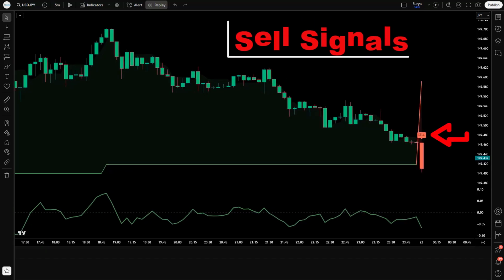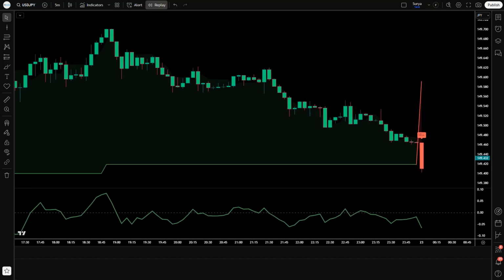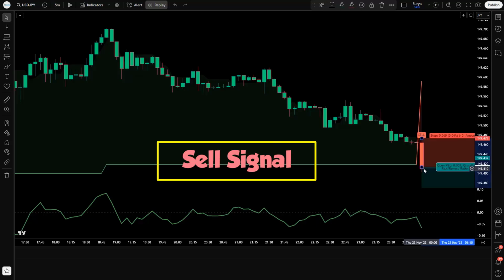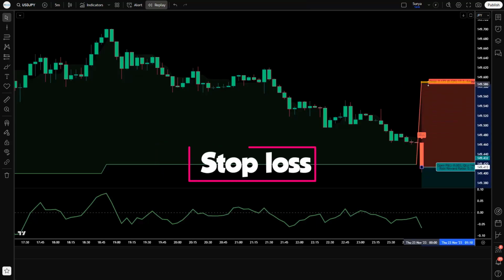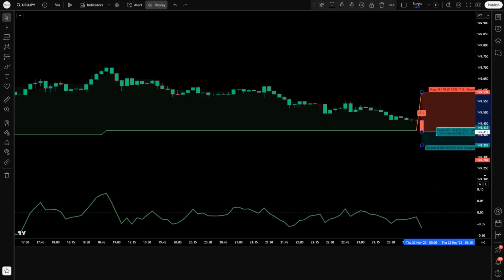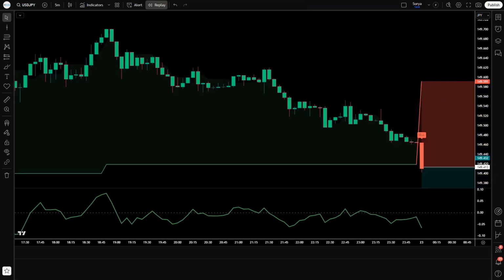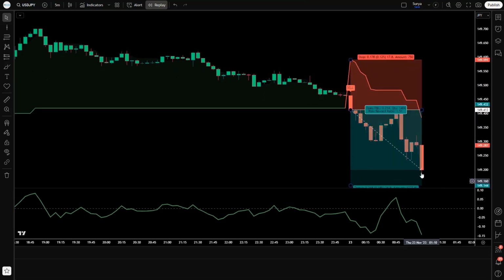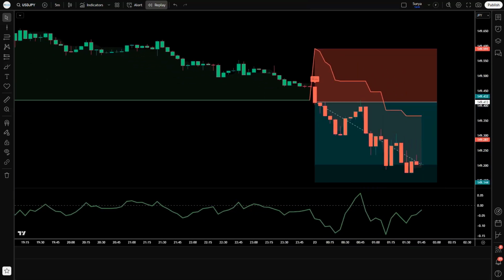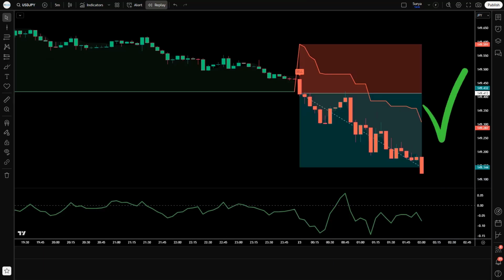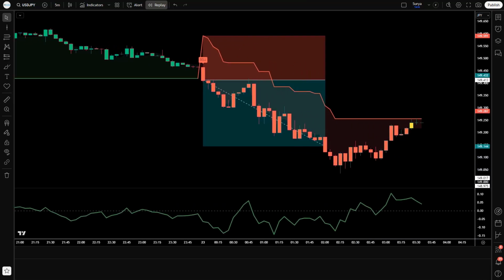When the ATR trailing indicator has given a sell signal, the green line of the Detrended Price Oscillator indicator is below the zero level, and the market forms a bearish candle, so all these conditions are met. Then we have to take a sell order, and our stop loss should be placed on this red line, and the risk-reward ratio will be 1:1.5. Let's see what happens to our trade. We have won the trade. Let's find the next trade.